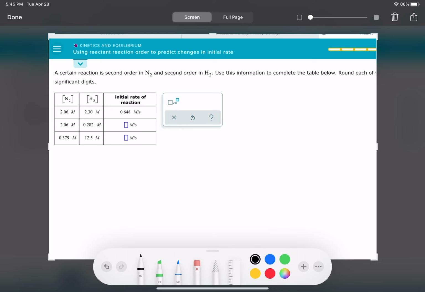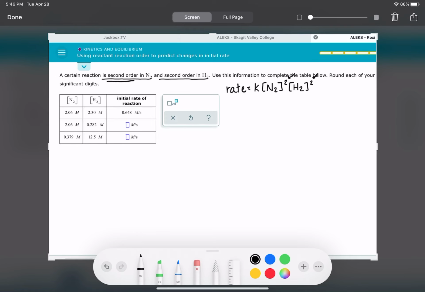So the first thing that we need to do with this problem is write a rate law from the information that is given to us in the words of the problem. It says that the reaction is second order in N2 and second order in H2. So that means our rate law is going to look like this. Rate equals K [N2]^2 [H2]^2. And again, those exponents are coming from the problem telling us that it's second order and second order.